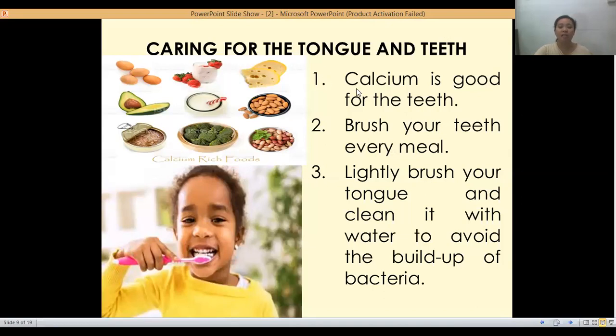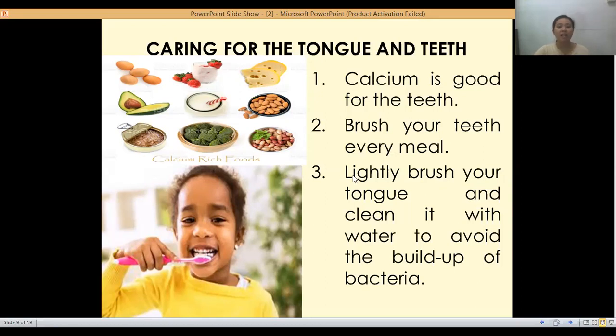Number one, calcium is good for teeth. So you need to eat enough calcium, foods rich in calcium like milk, cheese, and leafy vegetables. And avoid eating too many sweets, okay? Number two, brush your teeth every meal. Tiny foods left between your teeth can cause tooth decay. Floss your teeth at least twice a day and always before sleeping.